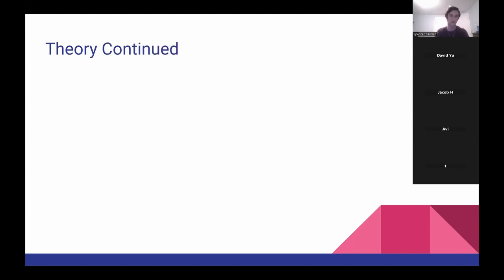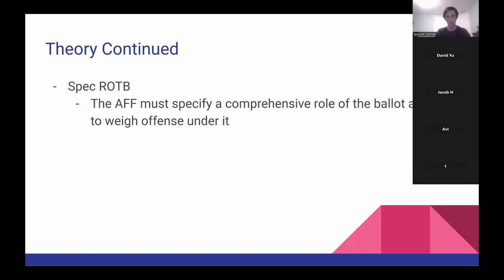More theory shells. There's spec role of the ballot. This shell is also known as the Colt Pacemaker shell, but you probably shouldn't call it that because that was a gun that was used to kill indigenous people. So just call it spec role of the ballot, I guess. This says that the team reading the critique, in this case the negative, must specify a comprehensive role of the ballot and how to weigh offense under it.